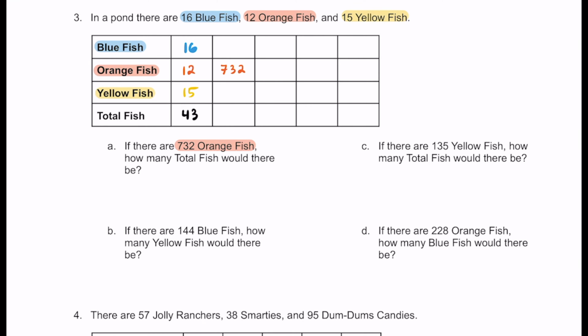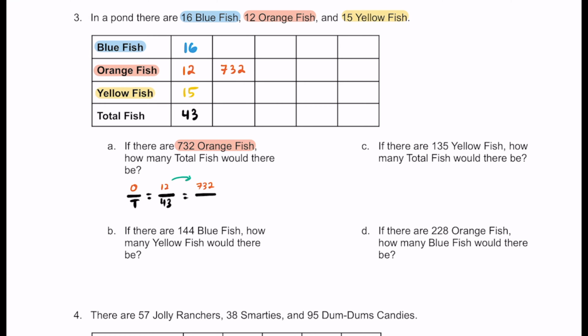So maybe I'll write out this ratio first here. So we have orange to total. Okay, and then for orange, we know the original ratio here is 12 to 43. So we can put 12 on top and then 43 on bottom. And we know that there's going to be 732 of the orange fish, so 732. We have to figure out how does 12 become that 732.